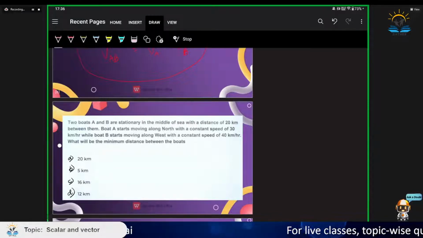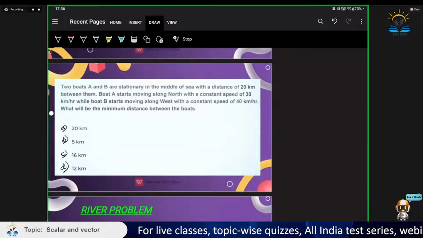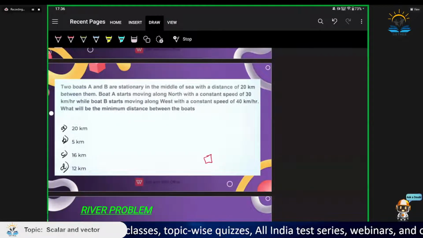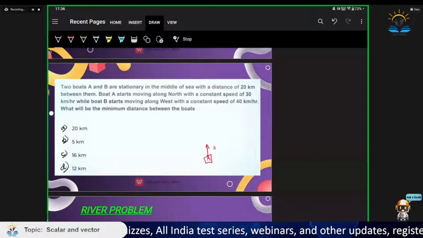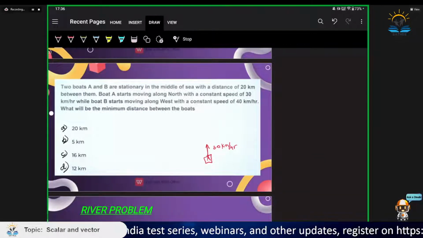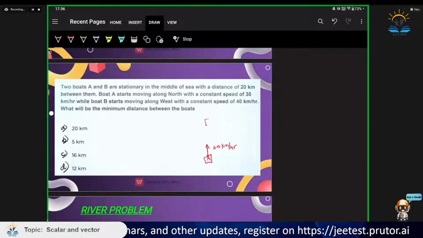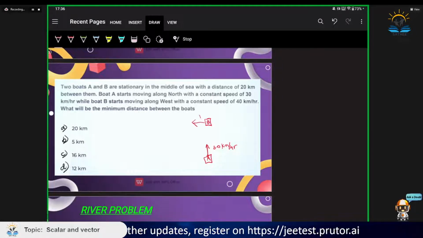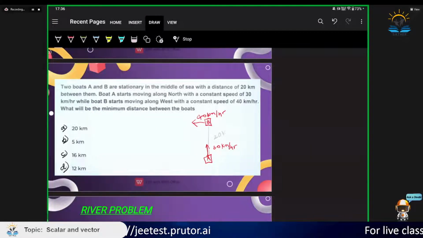Two boats A and B are stationary in the middle of the sea with a distance of 20 km between them. Boat A starts moving along north with a constant speed of 30 km/h, while boat B starts moving along west with a constant speed of 40 km/h. The initial distance between boat A and boat B is 20 km. We have to find what will be the minimum distance between the boats.